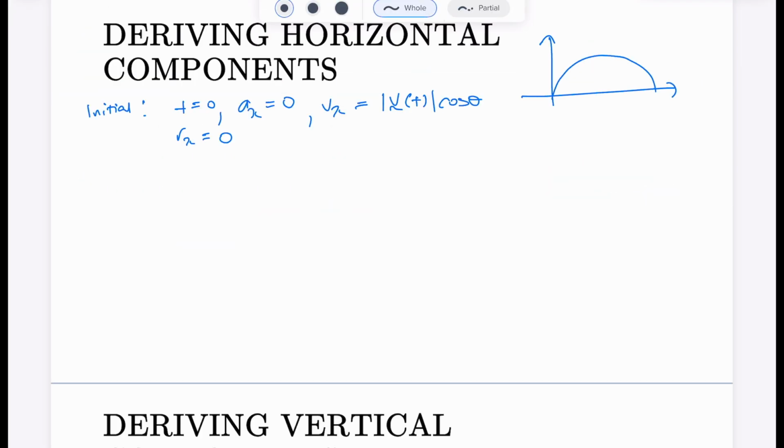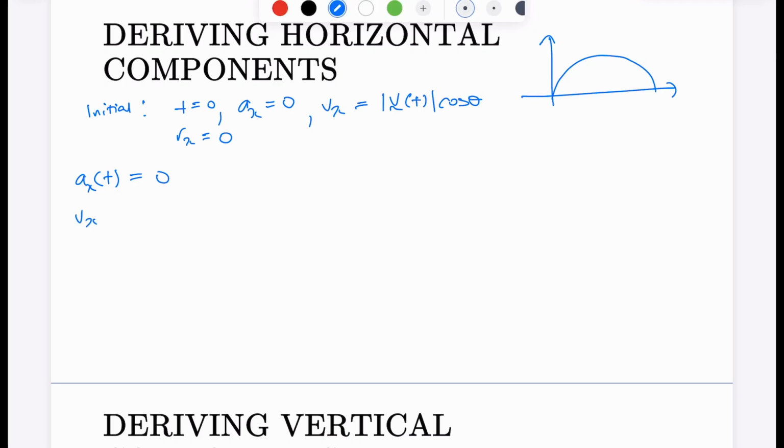Let's now derive our equations of motion, and here I will use proper notation. So I'm going to say a of x of t, because this is a function of t, is just 0. I'm starting off with acceleration, and then from there I'll build to velocity and displacement. It's 0 because we said before there is no acceleration in the horizontal component.